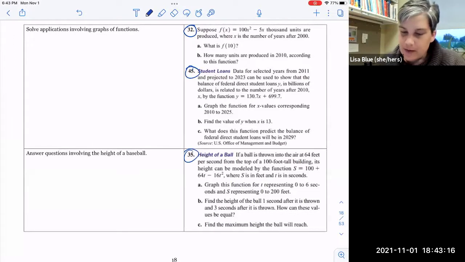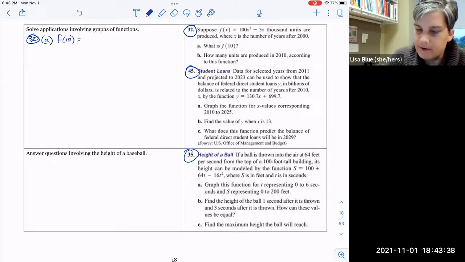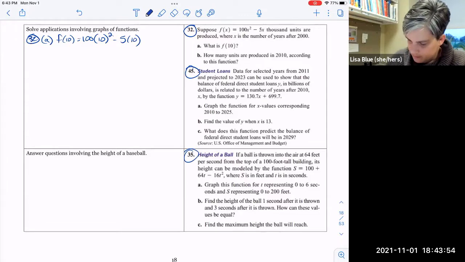Okay, so suppose f of x equals 100x squared minus 5x, where 1,000 units are produced and x is the number of years after 2000. So what is f of 10? All right, so for this one, f of 10 means that we're going to take our equation f of x, and everywhere we see an x, we're going to go ahead and just plug in a 10. So it'd be 100 times 10 squared minus 5 times 10. And that'll give us a big number.